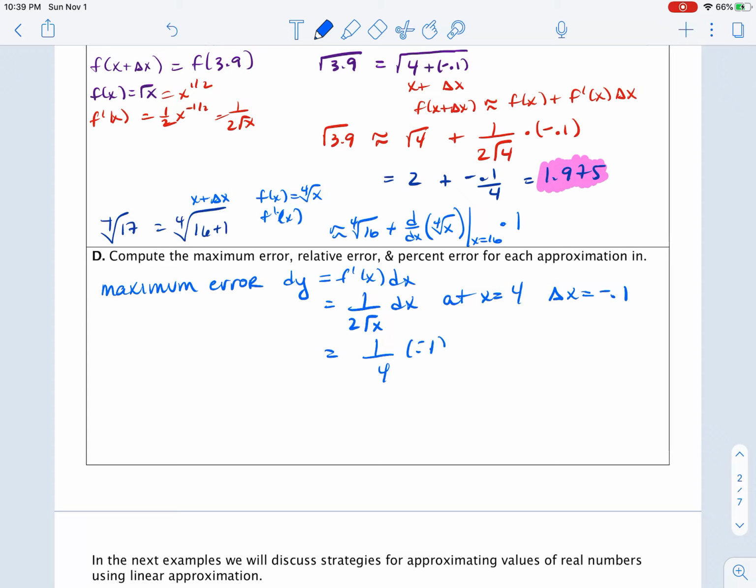So we would say this is 1 over 4 times negative 0.1, and we're going to get negative 0.025. That's going to be our maximum error.